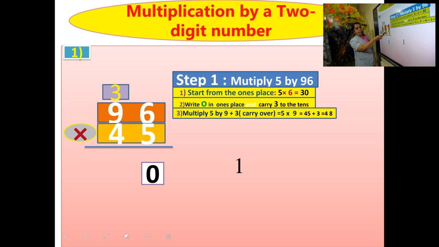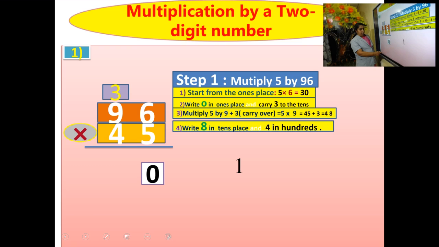Next step is to multiply 5 by 9. 5 nines are 45. Then add the carryover: 45 plus 3 is 48. That means write 8 in the tens place and 4 in the hundreds place. That means our first step is over. You have multiplied 6 and 9 of 96 by 5.